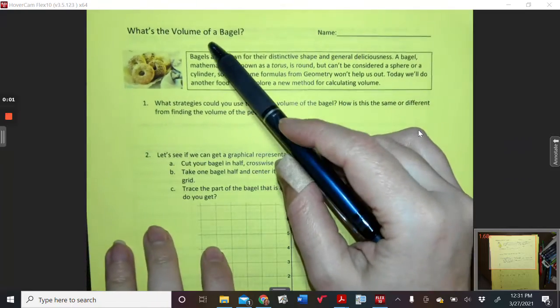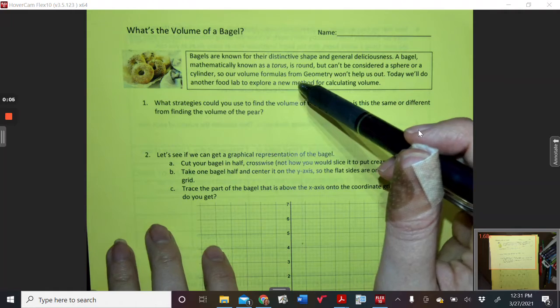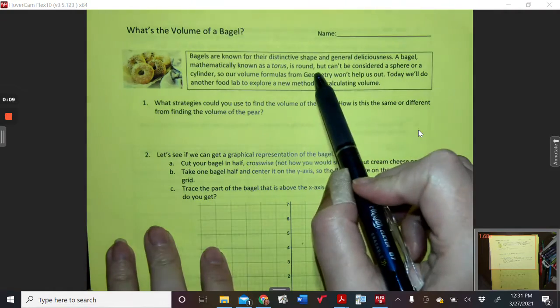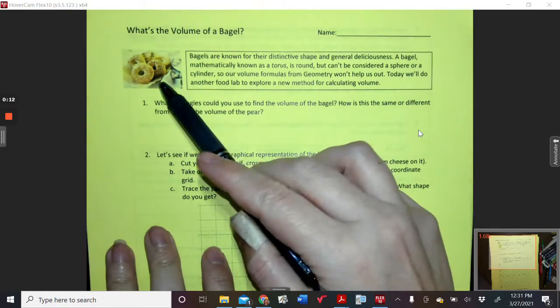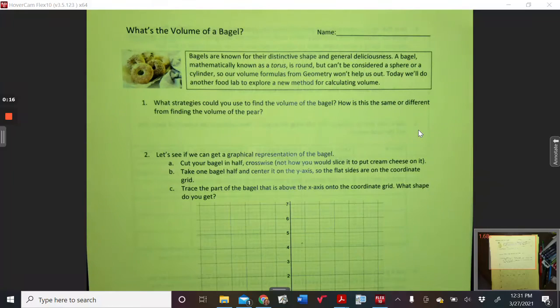All right, so today we're going to be talking about the volume of a bagel. Bagels are known for their distinctive shape and general deliciousness. A bagel, mathematically known as a torus, is round, but it can't be considered a sphere or a cylinder. It's neither. So our volume formulas from geometry are not going to help us. Today we're going to do another food lab, sort of, for calculating the volume.